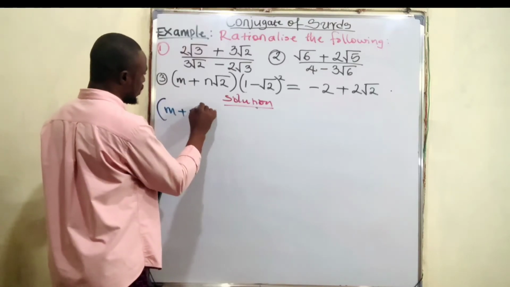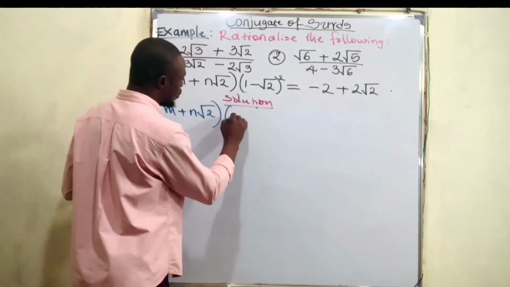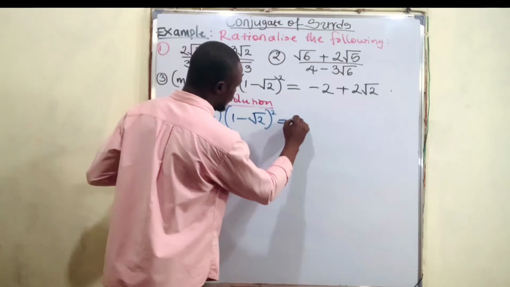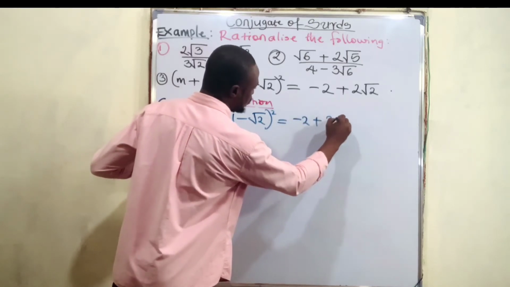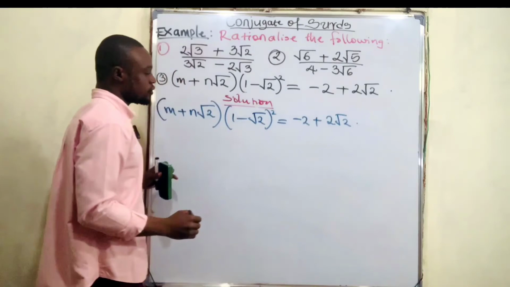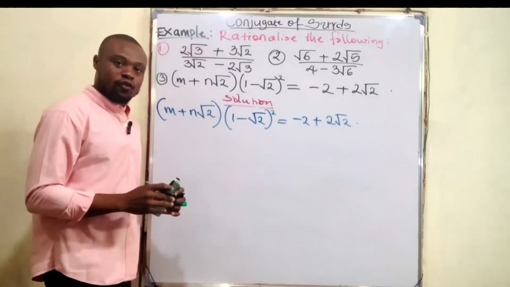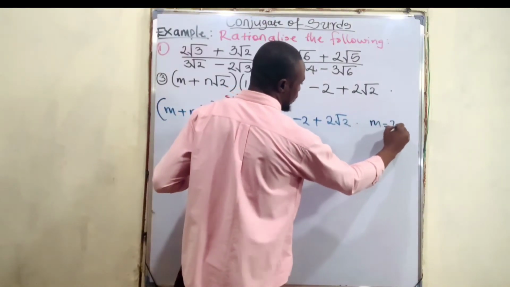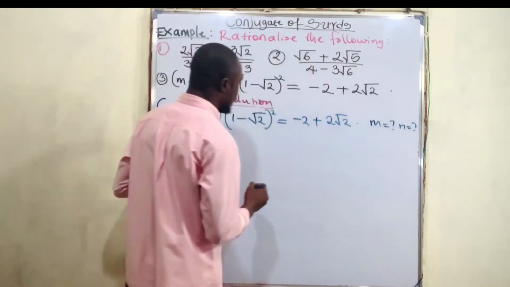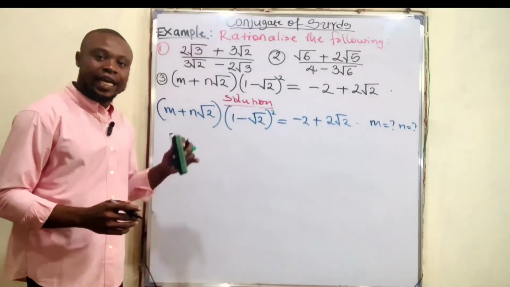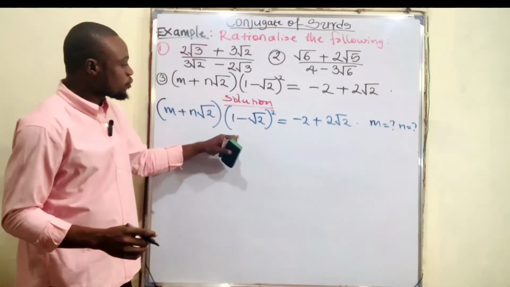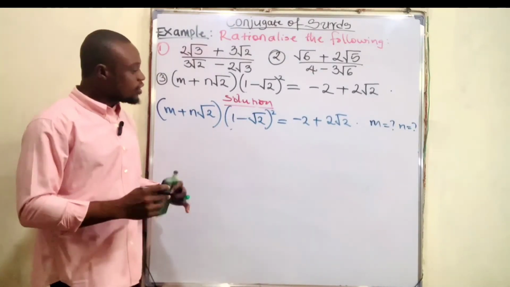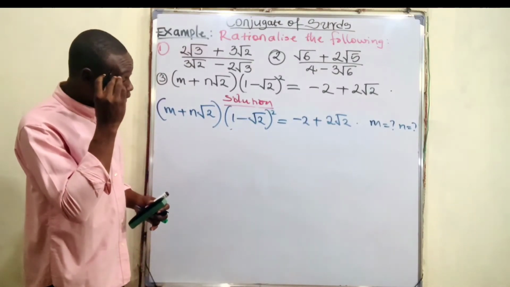m plus n root 2 close bracket open bracket 1 minus root 2 square is equal to minus 2 plus 2 with the root of 2. So the basic question here is to find the value of what? M and n. What is m and what is n? Okay, so the first thing to do in solving this particular question is to multiply this to know what exactly it is, and before we go into other things.